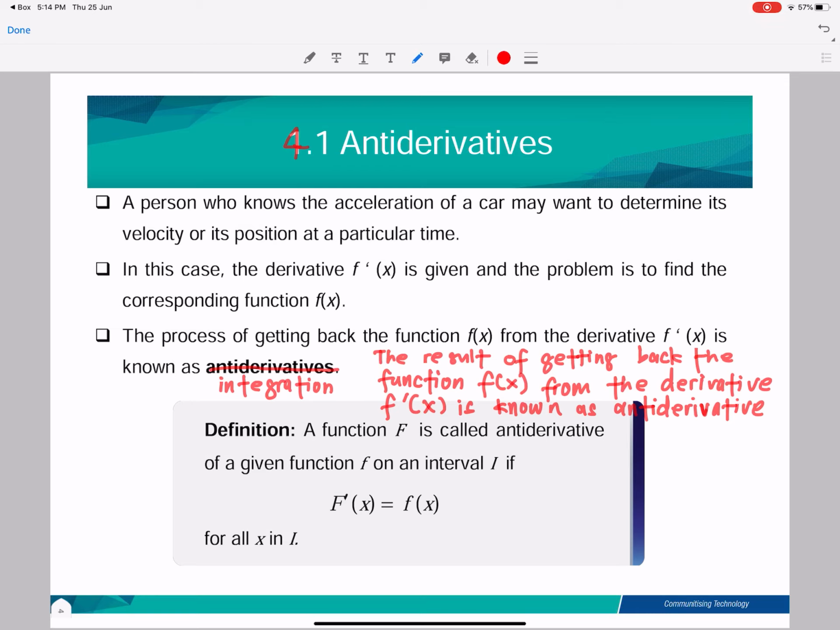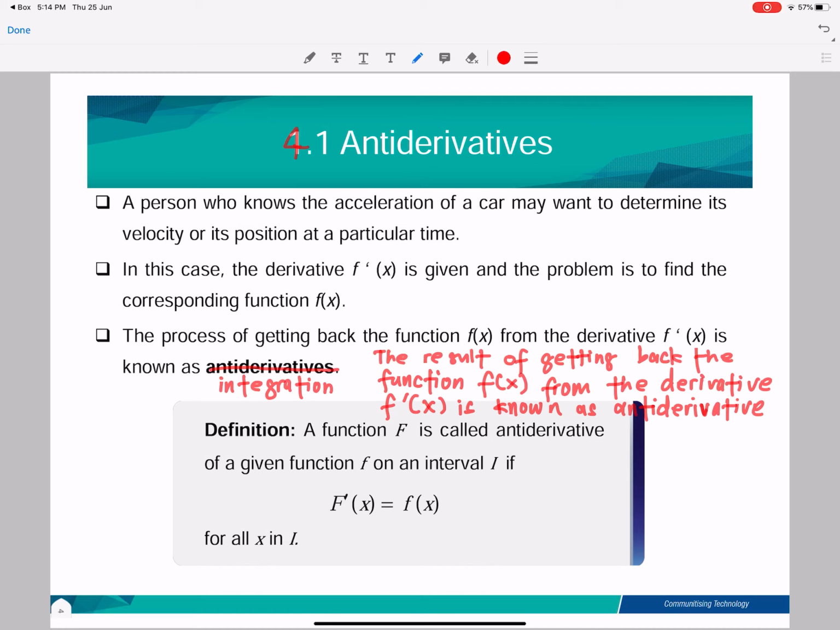So the process of getting back the function f(x) from the derivative f'(x) is known as integration. Before this, in the previous chapter, you are given f(x) and then you want to find f'(x). But in this chapter, you are given f'(x) and you want to get back the f(x). So the process is the other way around of what you have done in the previous chapter, differentiation.